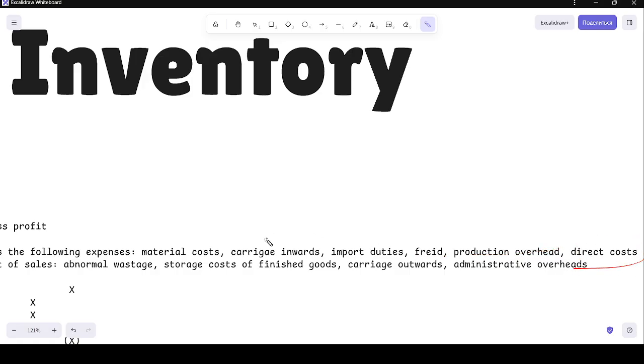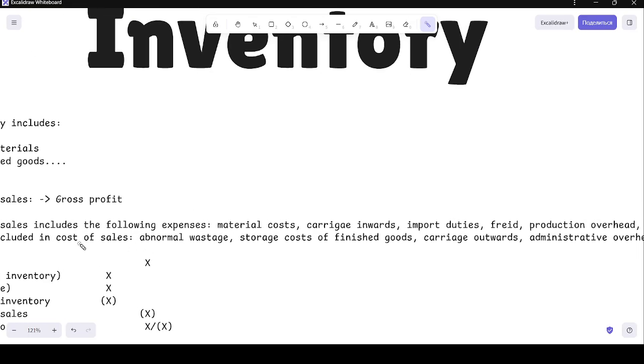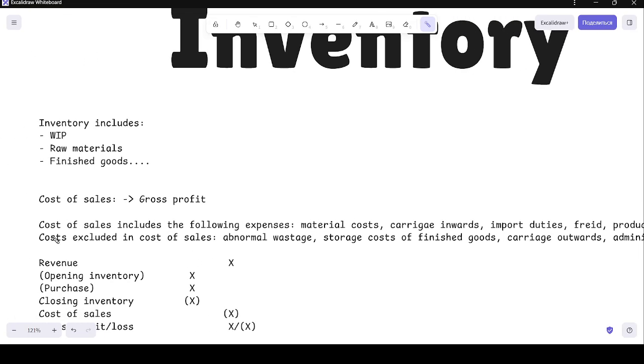direct costs. Actually, carriage inwards includes these three of them: import duties, freight, and sometimes shipping and other kinds of things. Or we may say it like this: our cost of sales includes the expenses that we incur to bring our inventory into the working condition, and that's it.